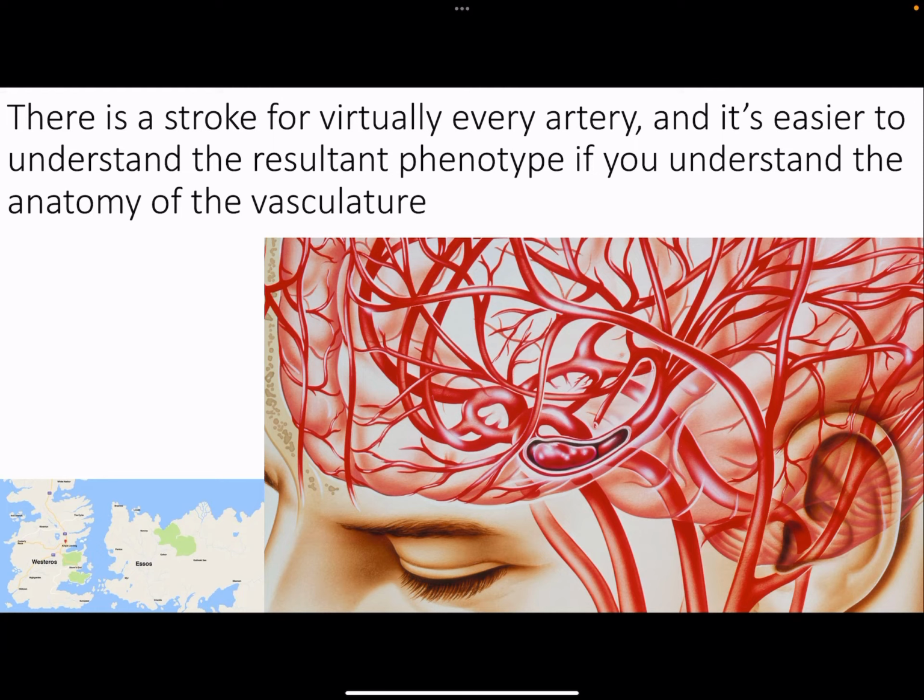Okay, cool. We made it. Whew. Now we can do a hard pivot to the arterial vasculature of the central nervous system.